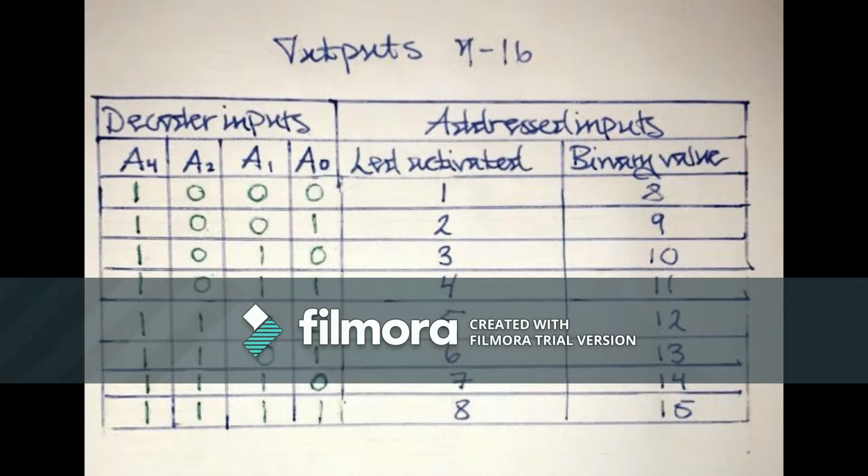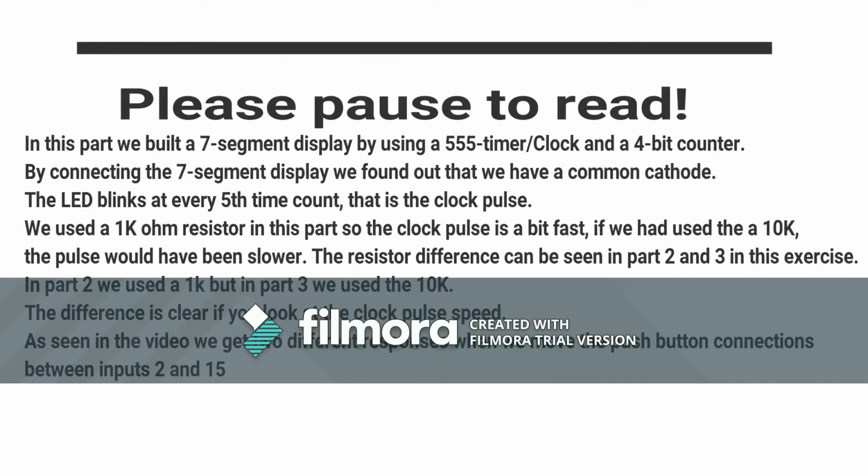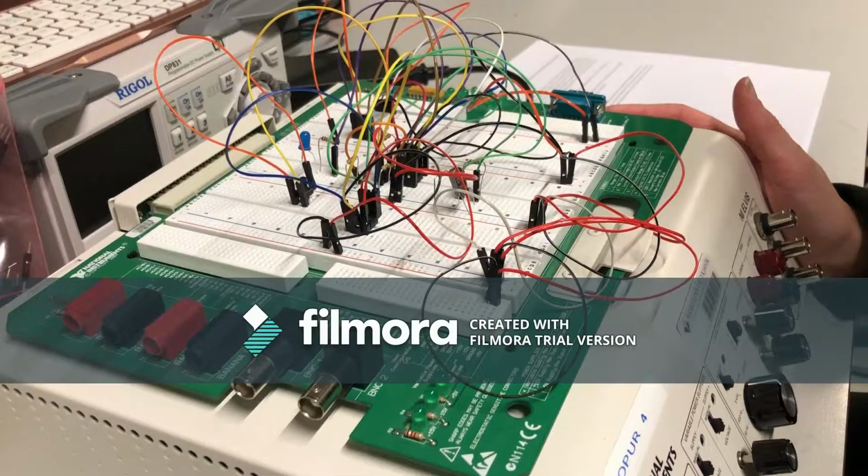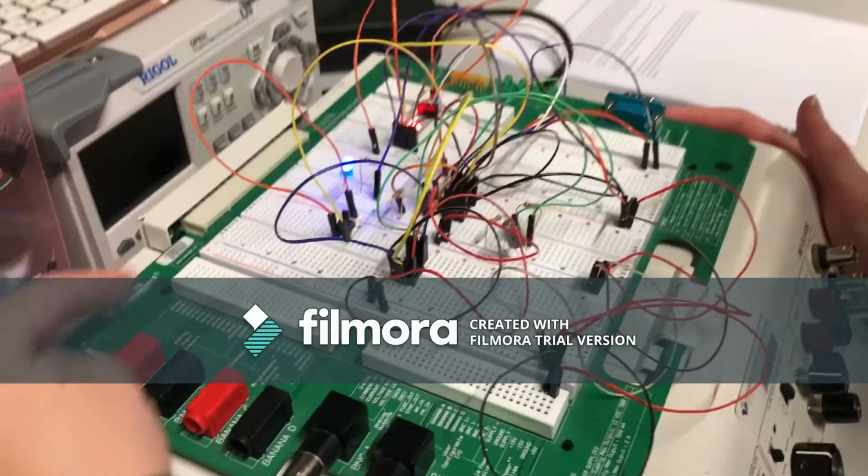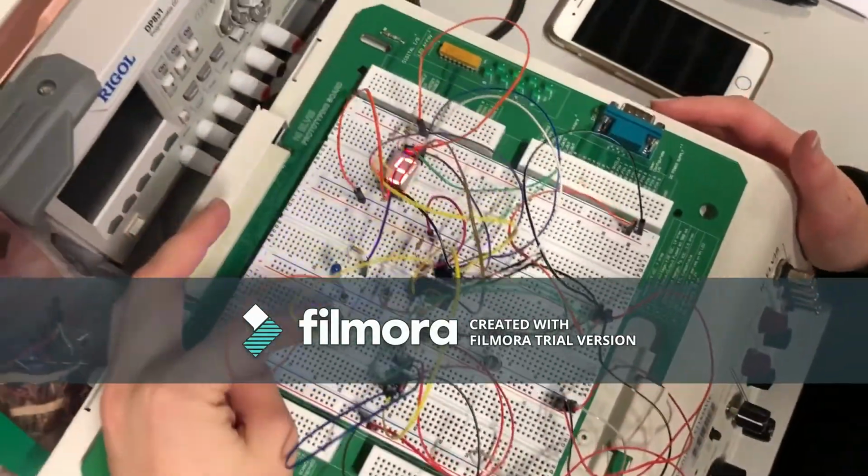If we hold the button down, we can stop the count. As seen here in the video, it stops at the same number as it was at when we pushed. If we just press the push button without holding it down, it stops for 1 clock pulse and then continues.